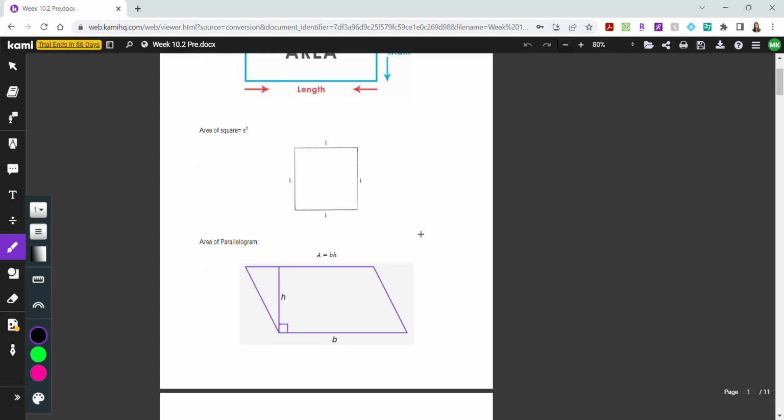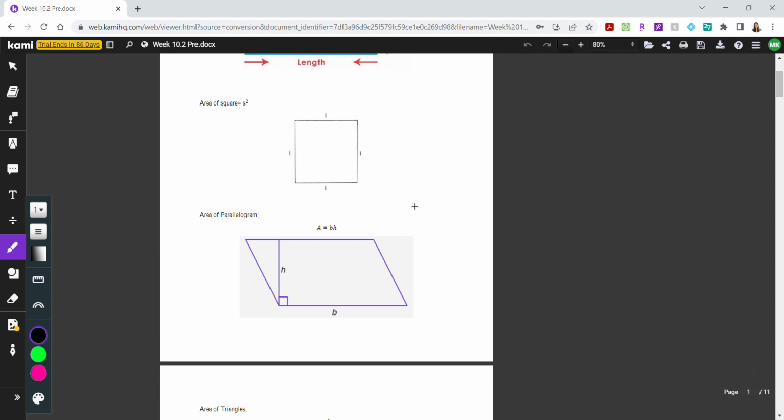Now for the area of a square, because if you remember, squares have the same length on each side, you're just going to do S, which is side, squared, right? So if your side length is 1, it's just going to be 1 squared. If your side length is 3, then it'll be 3 squared, which means you have 9 square units. So for squares, just square the number.